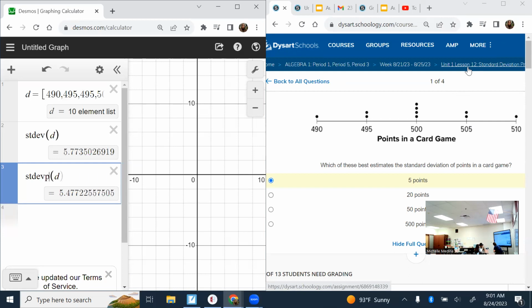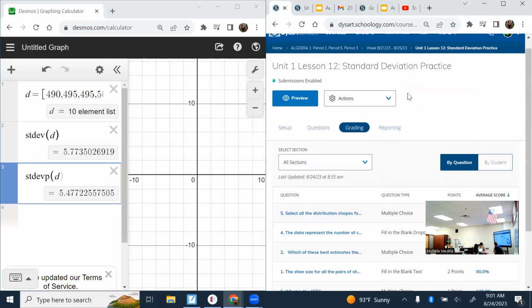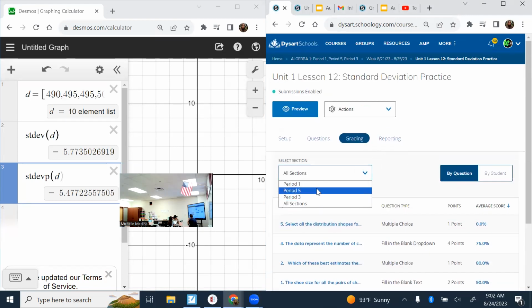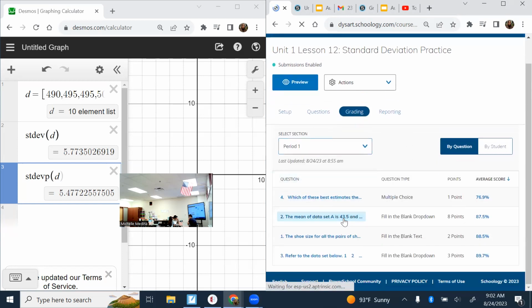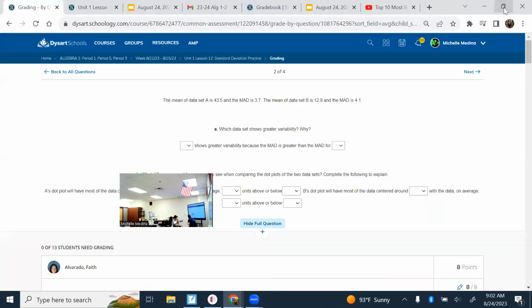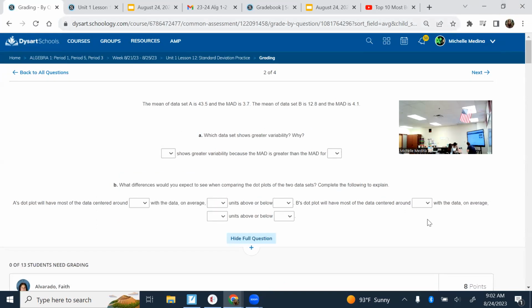Any other requests from that practice? Keegan? Okay, one second. The mean of data set A. All right. So the mean of data set A is 43.5. Sorry if you can't see that from where you're at, but you should be able to pull it up on your practice too. The mean is 43.5. The MAD is 3.7. The mean of data set B is 12.8, and that MAD is 4.1.